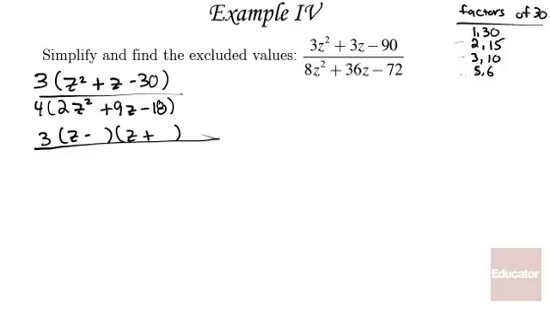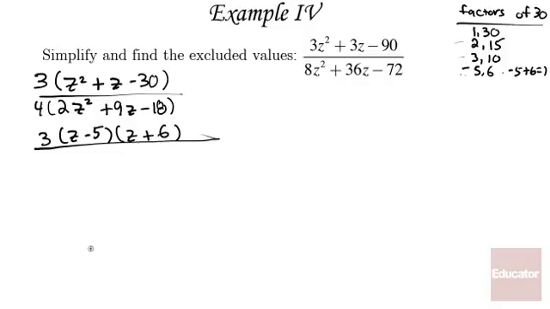Let's look at 5 and 6. So if I have a negative 5 and a positive 6, and I add those together, negative 5 plus 6 equals 1, which is the middle term. So the correct factorization of this would be that I have z minus 5, z plus 6.